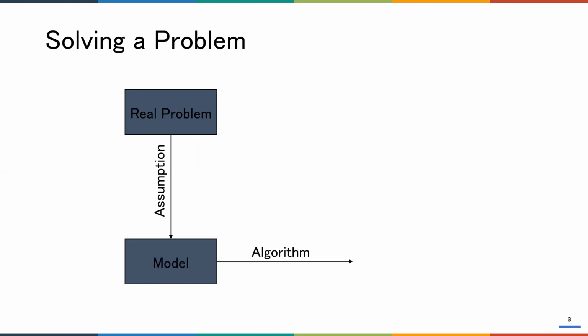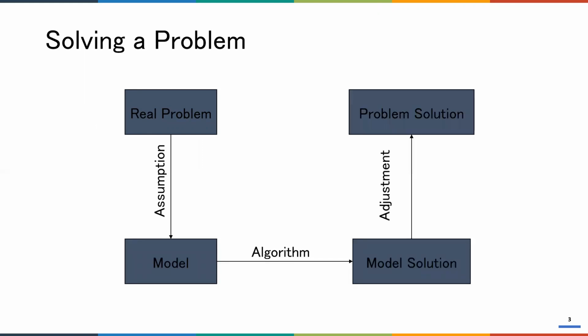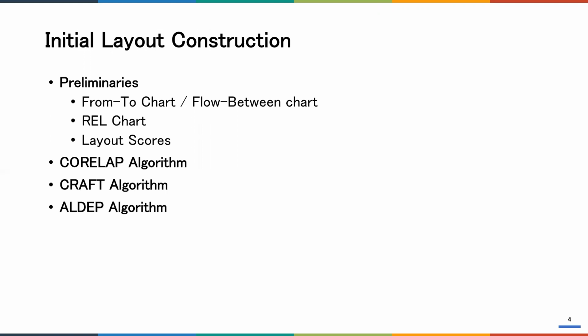So when we have a real problem here, like facility layout, we try to make the model, right? Then we try to find the correct algorithm to solve the model and then make adjustments so that we can implement it. And before, I already explained from the chart, the ARC, and how we can calculate the layout score. And today we will talk about how we can construct the layout and also improve the layout.